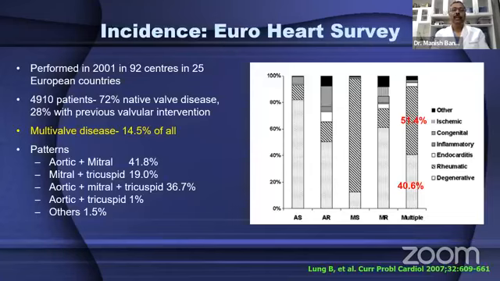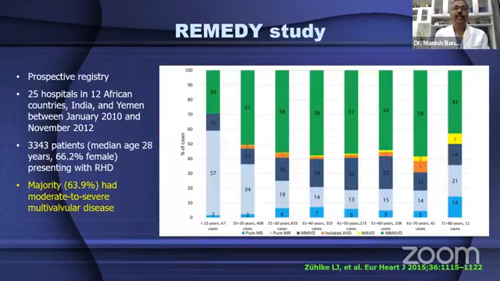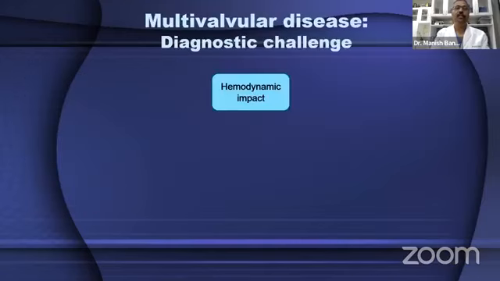And multivalvular disease is quite common. If you look at the overall population, it's been reported that roughly 15% of patients have multivalve disease. This is data from the Euro Heart Survey. But the disease that we encounter more often, that is rheumatic heart disease, in which multivalvular disease is much more common. As we can see here, data from the REMEDY study, which included more than 3,000 RHD patients. Here, more than 60% of patients had moderate to severe multivalve disease. So for us, dealing with multivalve disease is almost a daily routine.